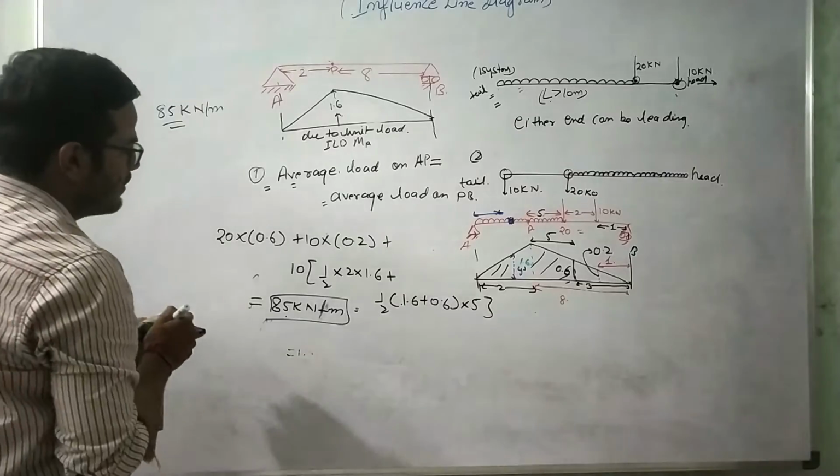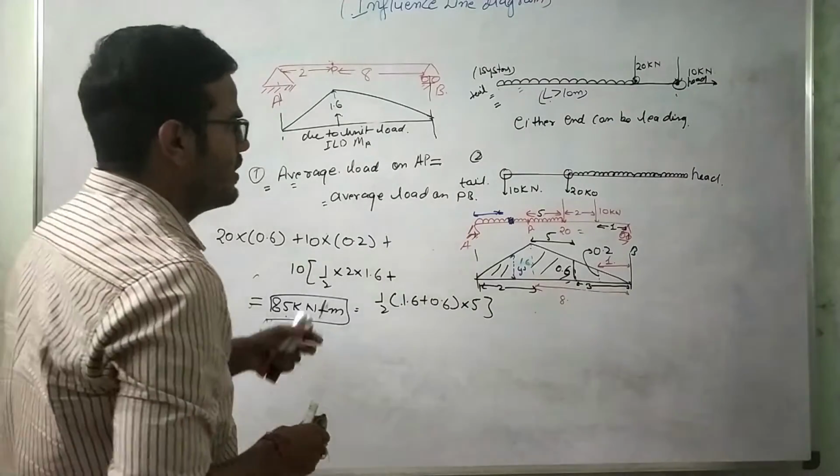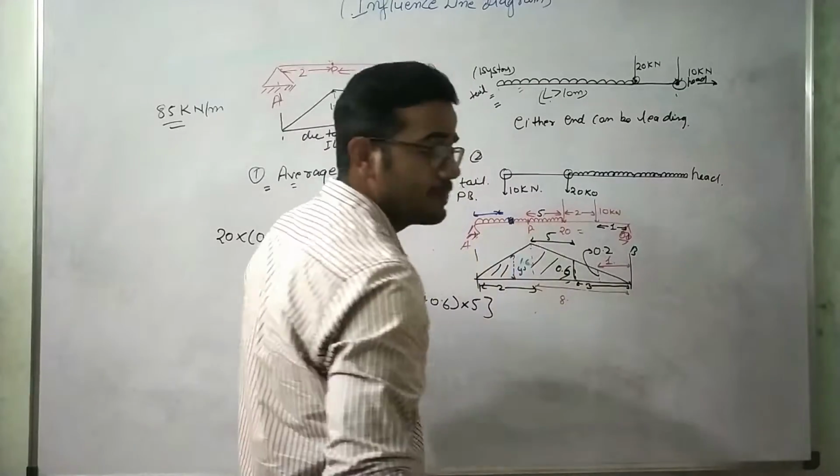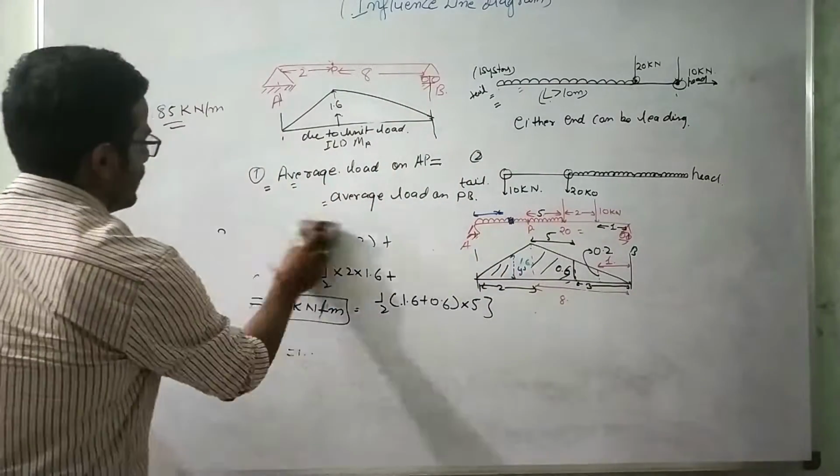Now we'll see, is there any other load system for which the average load on AP span will be equal to PB span? We need to check for that also.